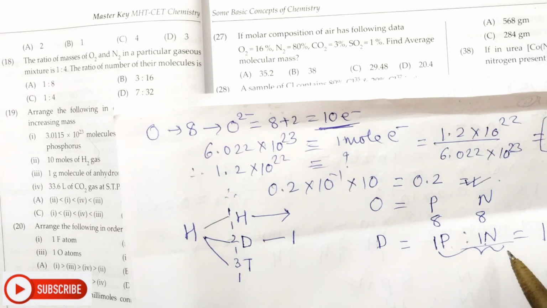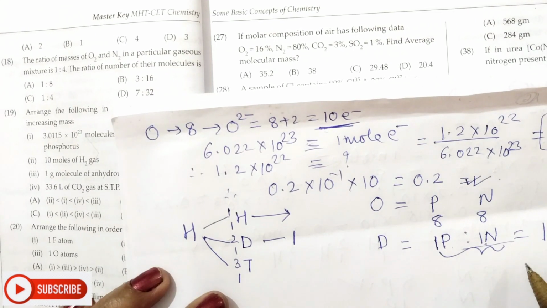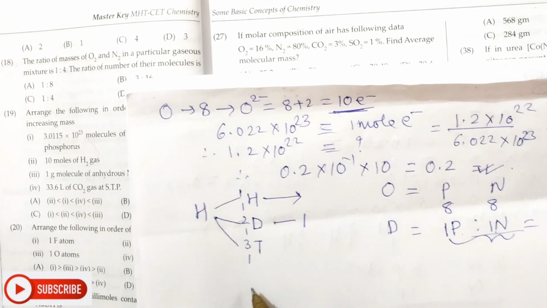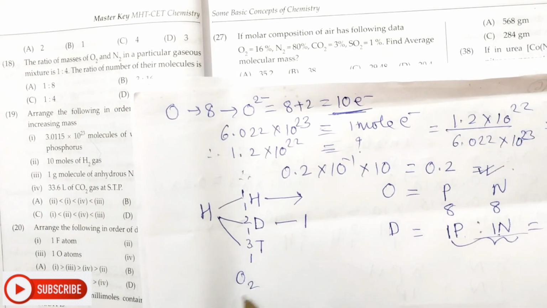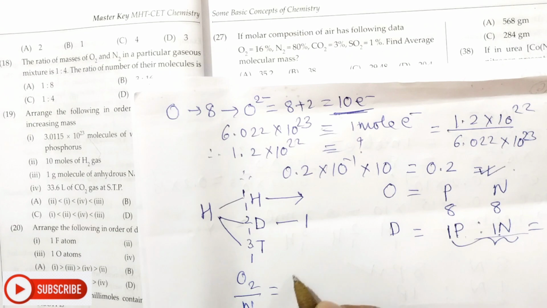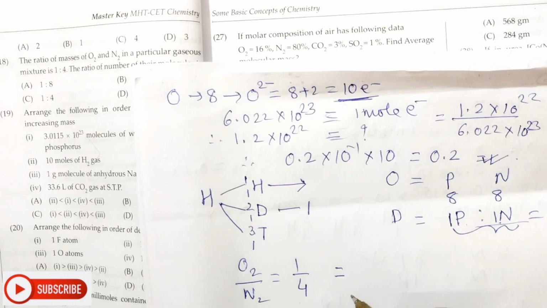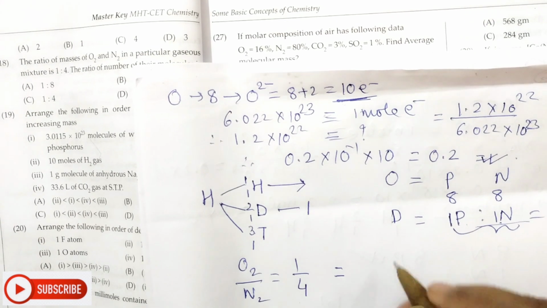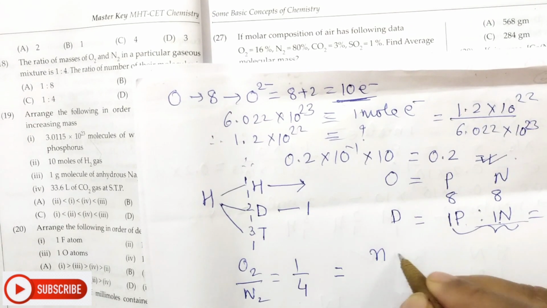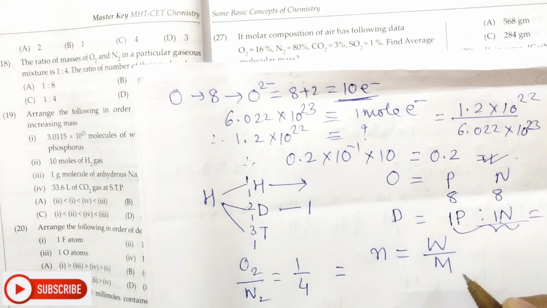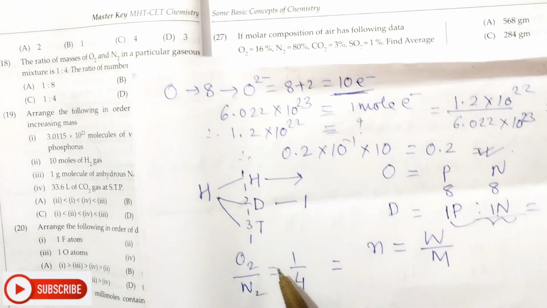See the next question. The ratio of masses of oxygen to nitrogen in a particular gaseous mixture. Now the ratio they are giving is of oxygen to nitrogen. They are in the ratio 1:4. Right students? Using our simple formula, you can get the ratio of the number of moles. What is the number of moles equal to? Number of moles is equal to given mass upon molar mass. We will use the same formula in the same ratio.